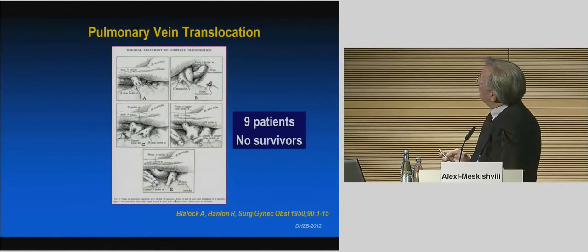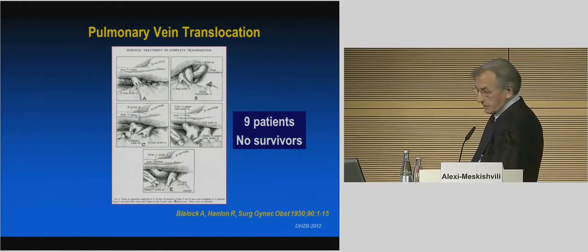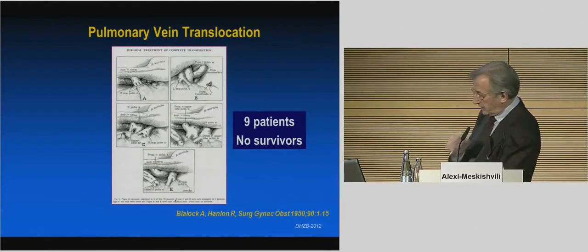This is the pulmonary vein translocation. They thought that it was possible to translocate the pulmonary veins to the left atrium, and in this way to improve the arterial oxygenation. But this operation was performed in 9 patients without success. One patient died, and this operation, as far as I know, was never performed later on.